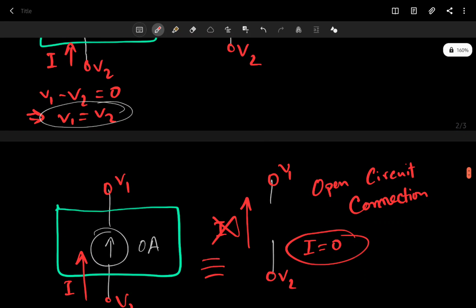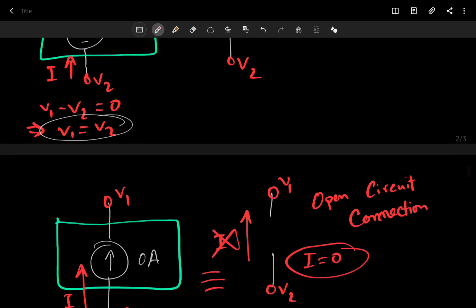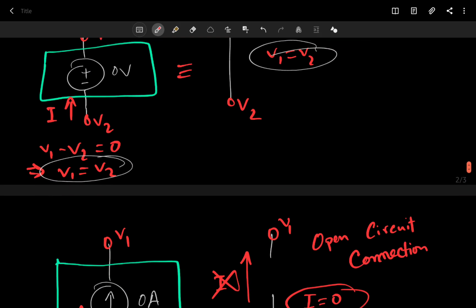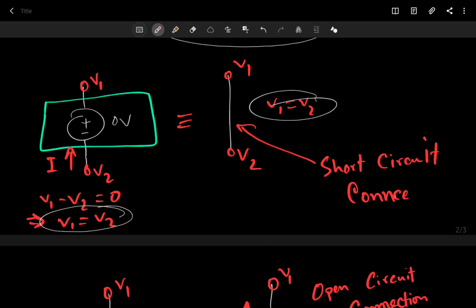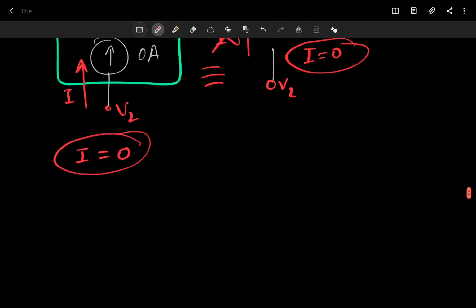And a piece of wire is what we call a short circuit, because current can pass through it without any resistance. Okay, a short circuit connection. So they are equivalent as well.